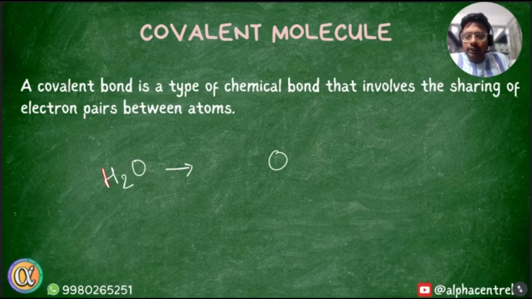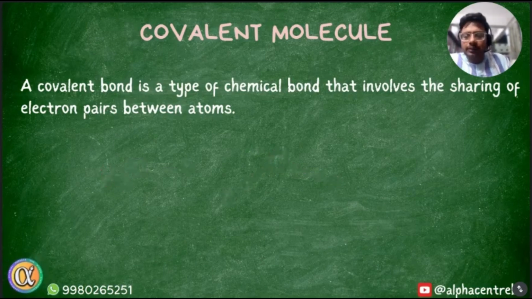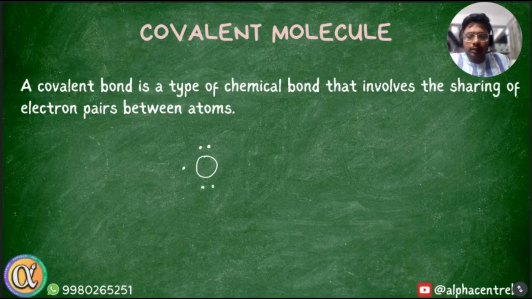Here, oxygen shares one electron with each of these hydrogens. Oxygen shares one electron with this hydrogen and one electron with the other hydrogen. Let me explain the concept, or the rule, of sharing. With the same example, oxygen has 6 electrons in its outermost shell. Hence it is deficient by 2 electrons to complete its octet, meaning it is looking for 2 electrons. Similarly, a hydrogen atom has 1 electron in its outermost shell, and this other hydrogen also has 1 electron in its outermost shell.